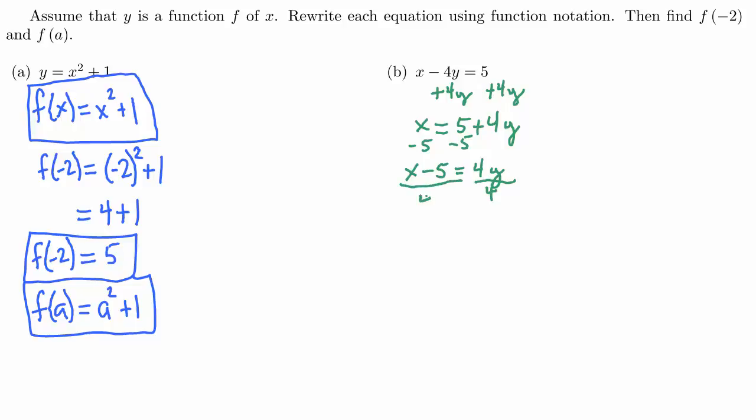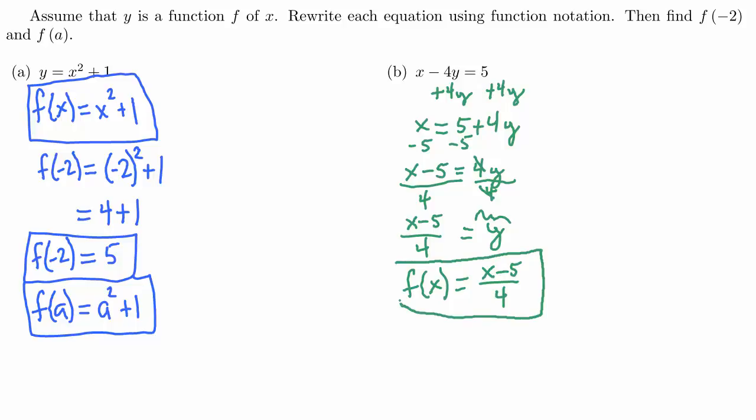Whenever I do that, I divide that entire left-hand side by 4. Notice on the right-hand side the 4's cancel, and I'm left with y on the right-hand side. And on the left-hand side, I'm left with x minus 5 all over 4. Now I've solved for y, and I want to replace that with f of x. Simply because we like to see it come first, we say f of x is equal to x minus 5 all over 4. That's my first answer.